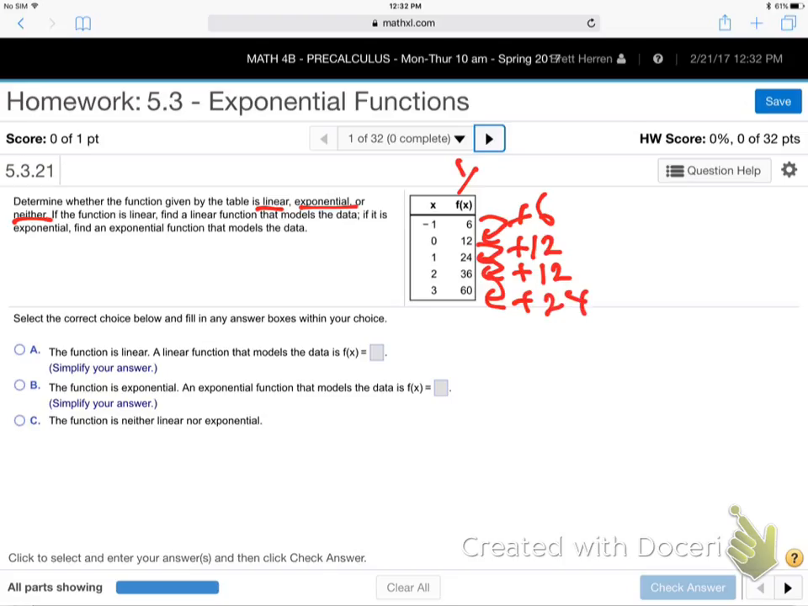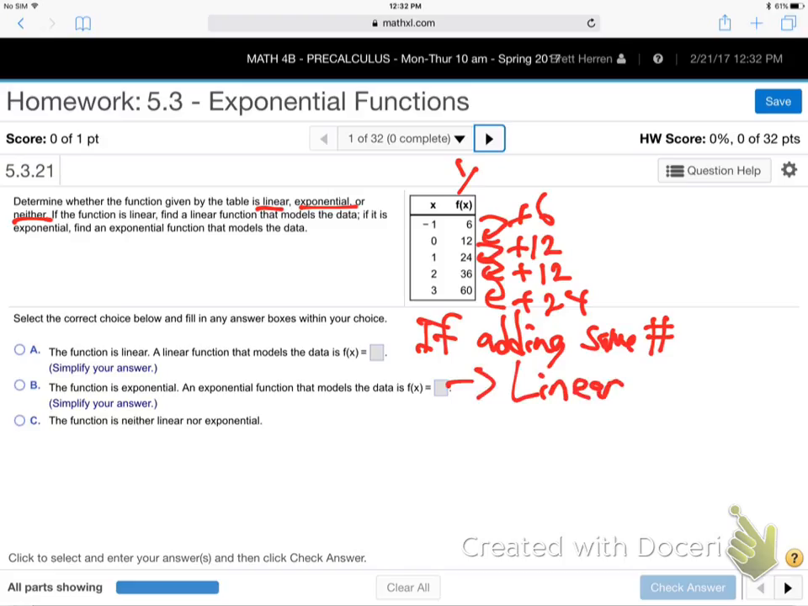24, right? Now, if it's adding the same number, it's linear. Why? Because that's what a linear function does, right? As x goes from negative 1 to 0 to 1 to 2 to 3, anything linear goes up, the heights go up by the same amount every time, don't they? For any line, the y values add the same amount every time.